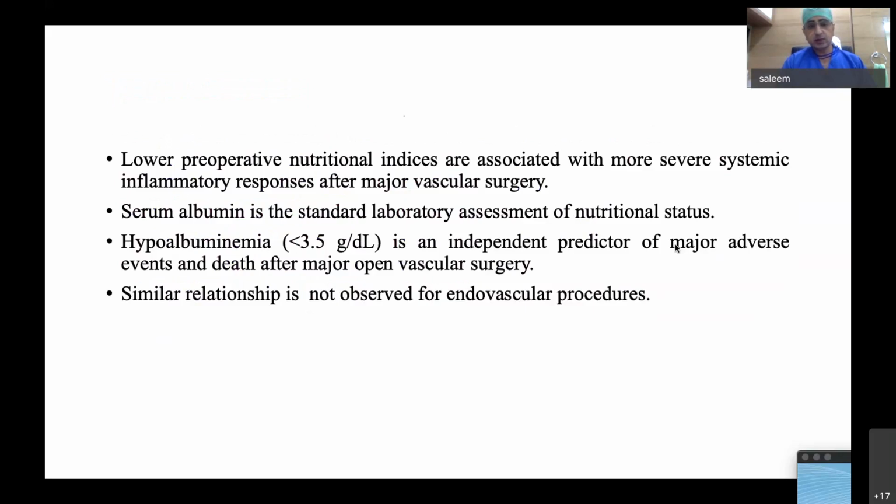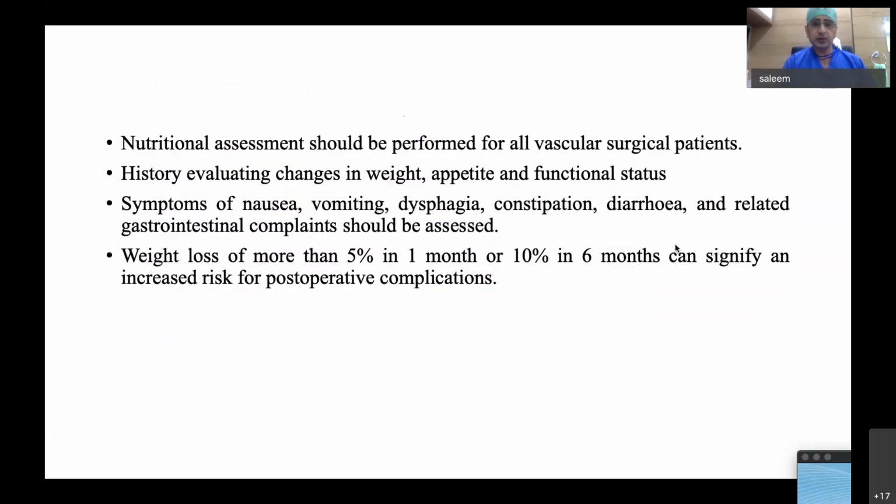Serum albumin is a standard laboratory assessment for nutritional status. Hypoalbuminemia less than 3.5 gram per deciliter is an independent predictor of major adverse events and death after major open vascular surgery. A similar relationship is not observed for endovascular procedures. Nutrition assessment should be performed for all vascular surgical patients.